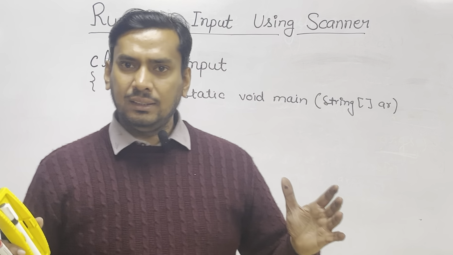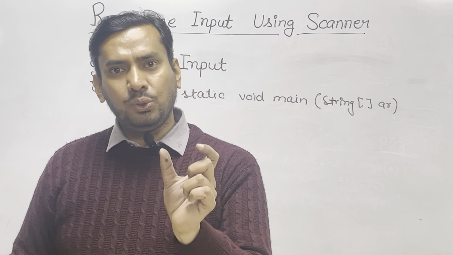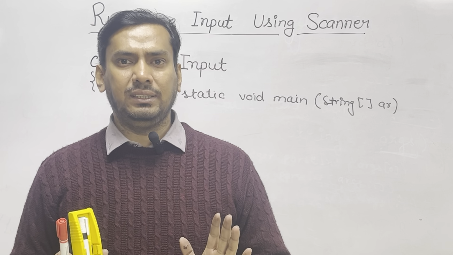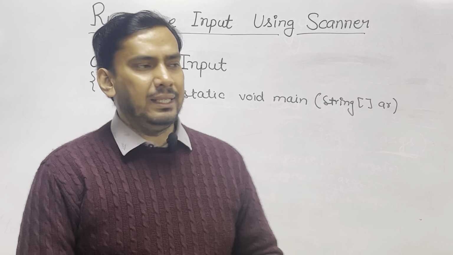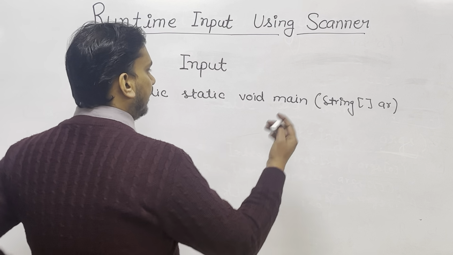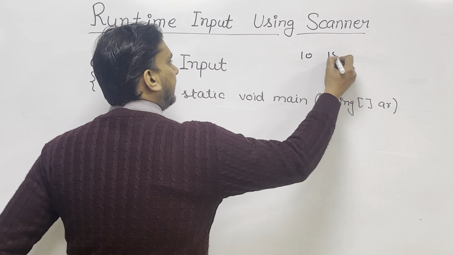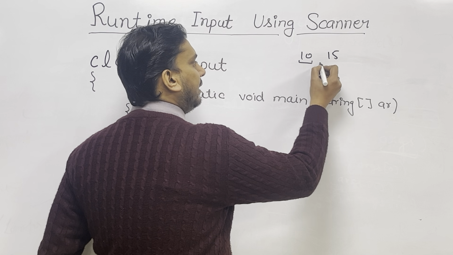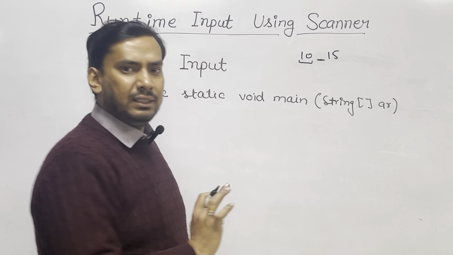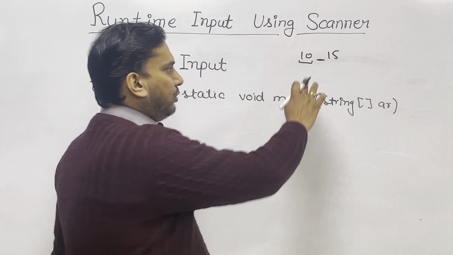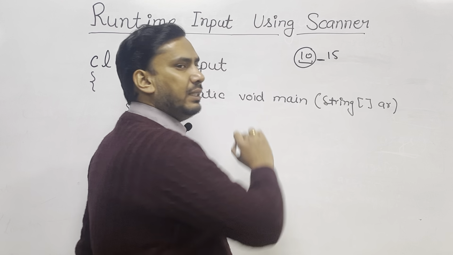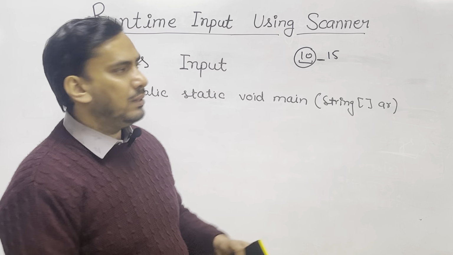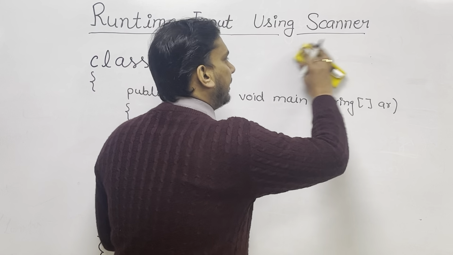And all these methods will read a token only. Token means as soon as it gets a space, it will stop reading the input, right? Like I have written an input here, 10 space 15, and you are writing nextInt. So nextInt will read only this 10, and as soon as it gets a space, it will stop reading here. One token it will read, and if you have to read the next 15, you have to write nextInt again, right? So these are the token based methods.